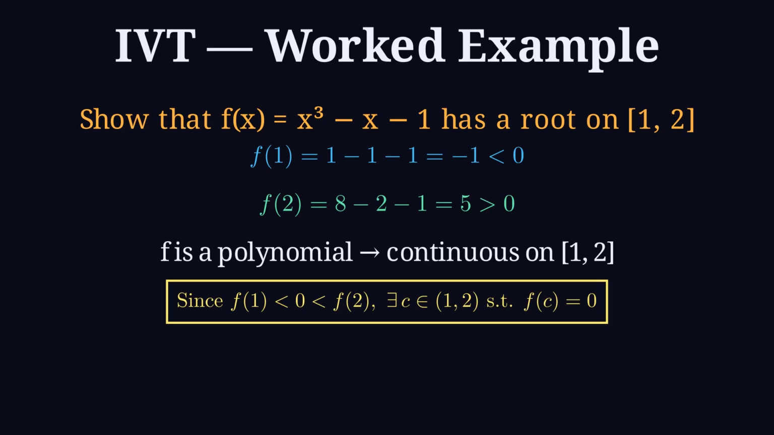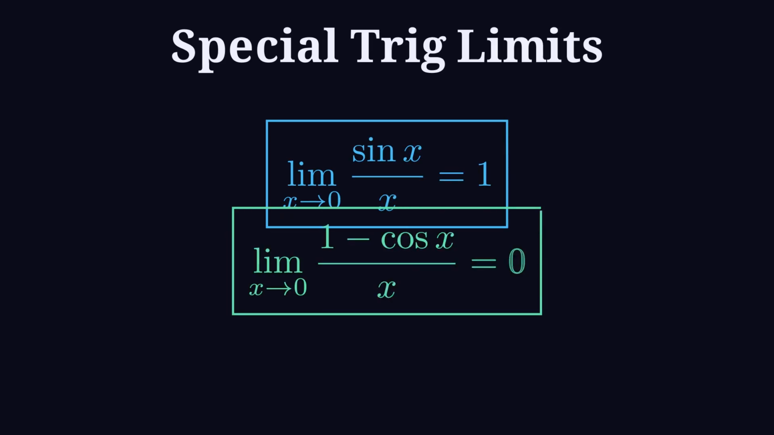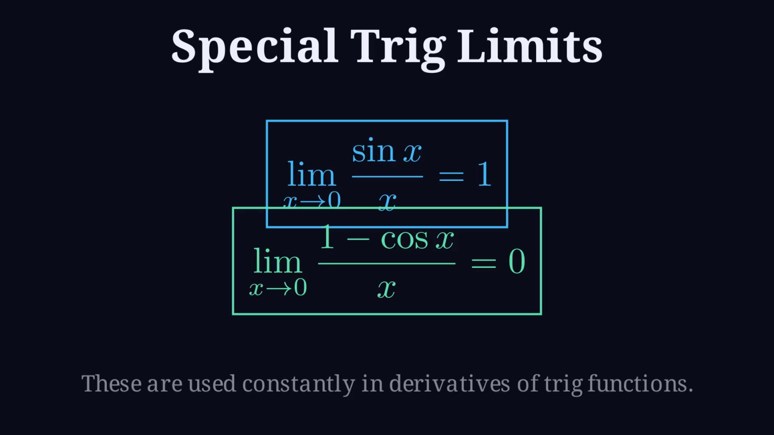Visually, draw the horizontal line y equals k between the two endpoint values. A continuous curve must cross it somewhere. The theorem guarantees existence. It does not tell us how many crossings there are, or where exactly. Let us apply the intermediate value theorem to a concrete problem.